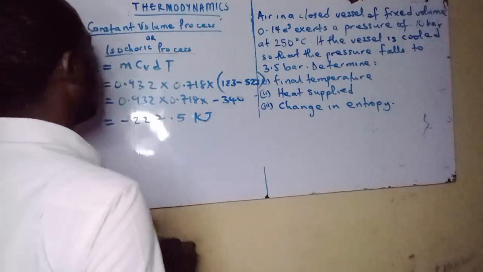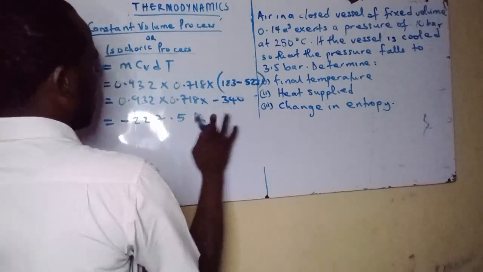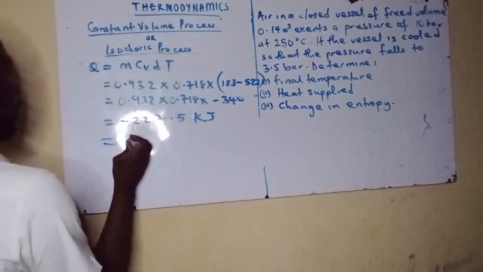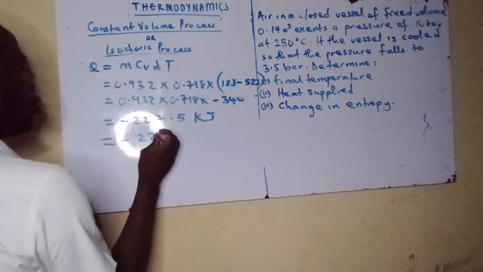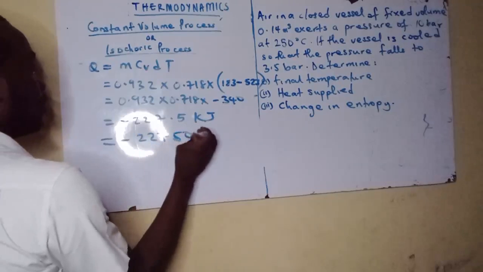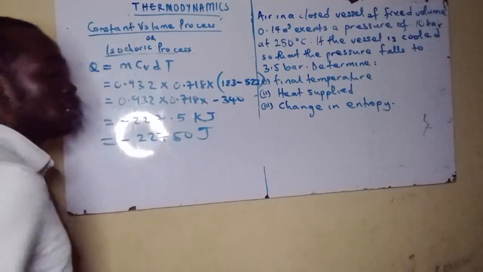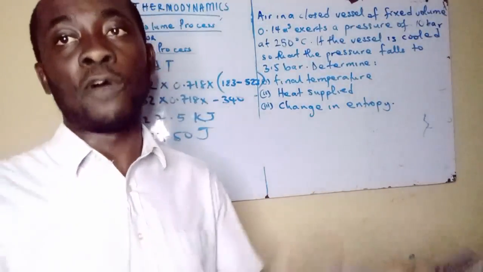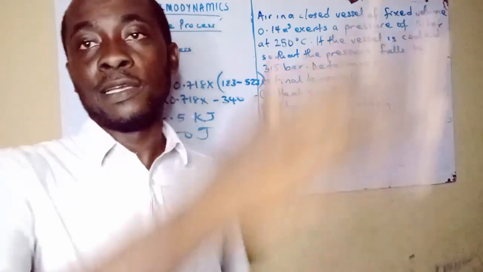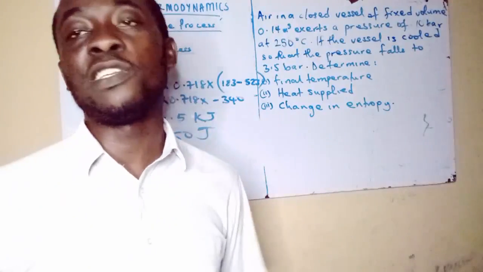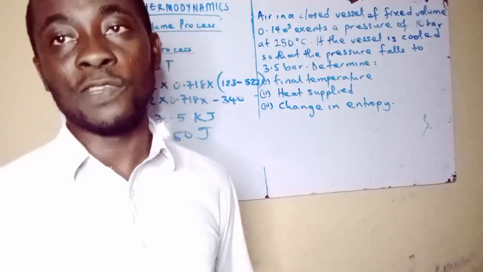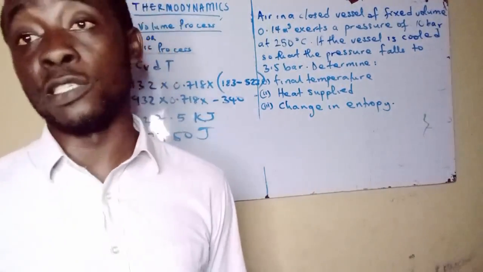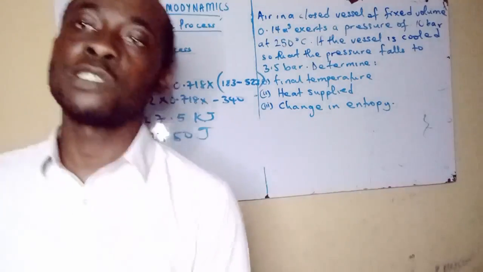kilojoule. So if that is the case, I can say that it's going to be -22750 joule. In this case, there is a heat loss. If you look at it, there's a drop in temperature. So definitely there will also be loss of heat, because heat energy is just an energy that causes change in temperature.